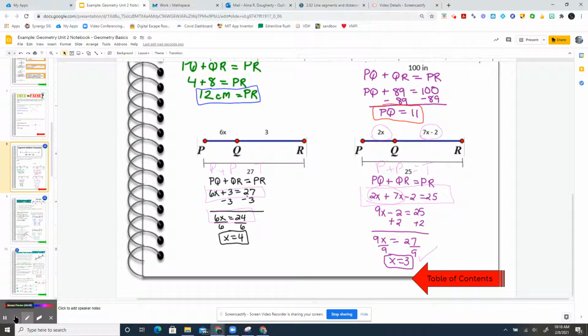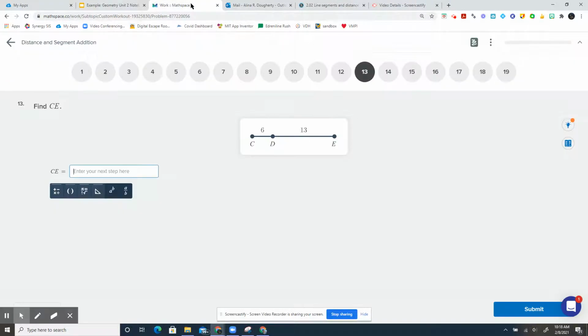So let's see what that looks like in mathspace. When you go to mathspace, this is going to be the end of your assignment. So the segment addition questions are going to be 13 through 19, I think. Basically, this is still just the part plus the part. So the part plus the part is going to equal the total, and you put in your answer there.